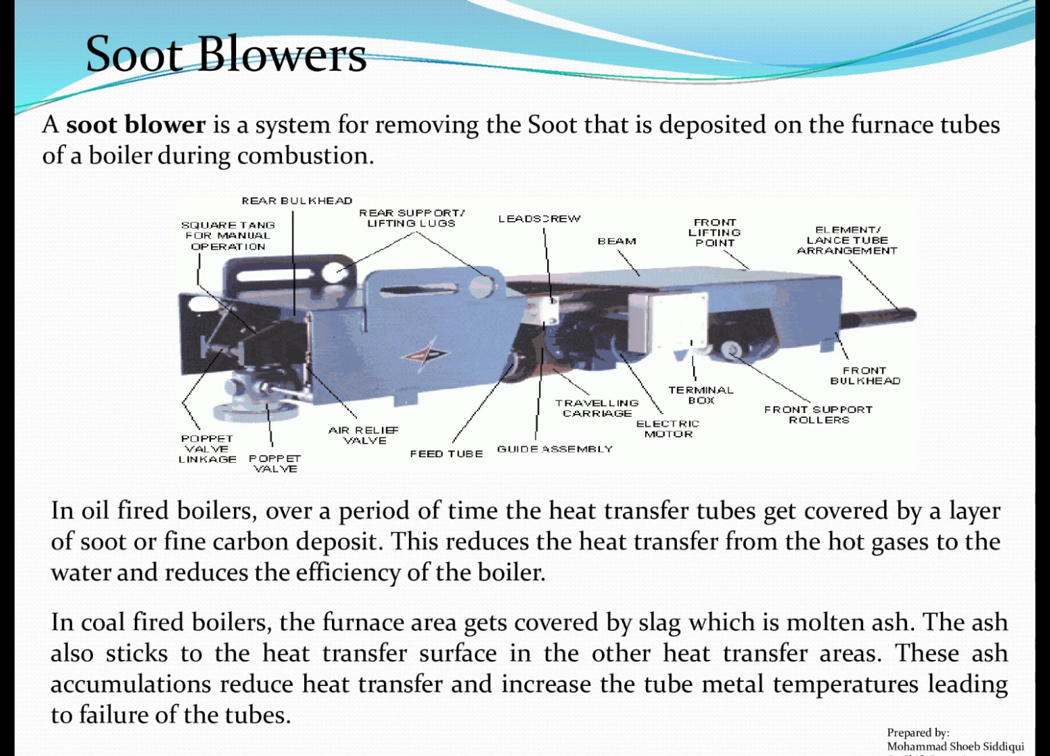In coal-fired boilers, the furnace area gets covered by slag, which is molten ash. The ash also sticks to the heat transfer surface in the other heat transfer areas. These ash accumulations reduce heat transfer and increase the tube metal temperatures, leading to failure of the tubes.